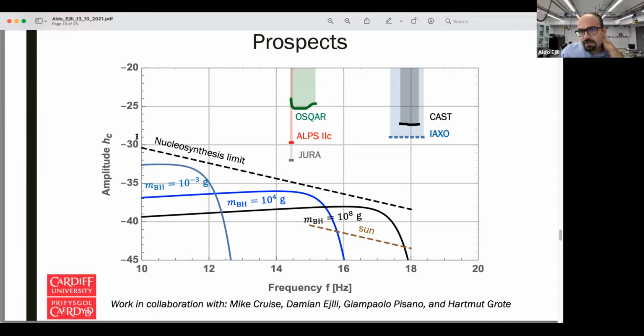ALPS II has the potential to be studied in this way. Suppose we have a trigger from LIGO and we also acquire the ALPS II data at some frequency, we can see if there are components at higher frequency of the black hole merger, not only seeing the waveform, but also components at high frequency.